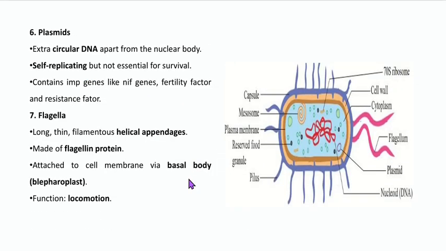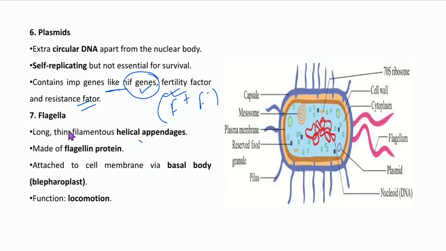And the next one is the plasmids, also known as extrachromosomal DNA, apart from the nuclear body, that is self-replicating, but they are not essential for survival. It contains important genes like NIF genes, that is the nitrogen fixing genes, that fix atmospheric nitrogen into nitrates, which are easily available to plants. Likewise, the fertility factor, that is the F plus and F minus factor, is for sexual reproduction. And the resistance factor makes it resistant to antibiotics.